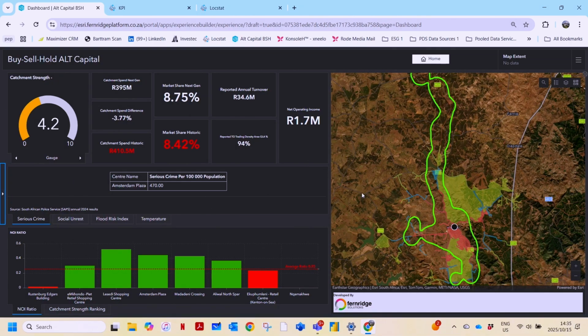So this is a very brief or broad explanation of the other tool that we're using, which is the Fernridge. In conjunction with Fernridge, because they do a lot of the analytics for the retailers, and they do a lot of analytics for shopping center owners. So their primary data is particularly good in outlying areas.